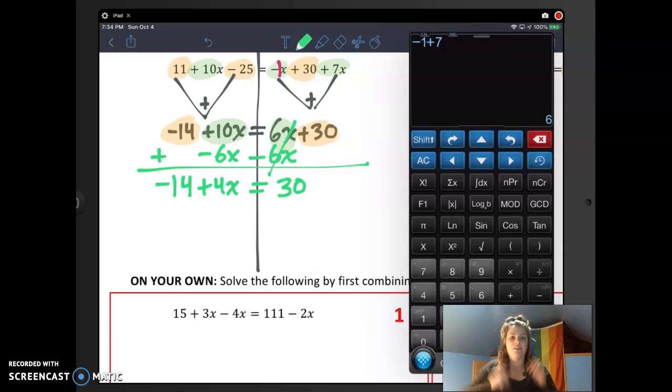Next step. Then you cancel the numbers on the left, on the left. So we're going to do that.